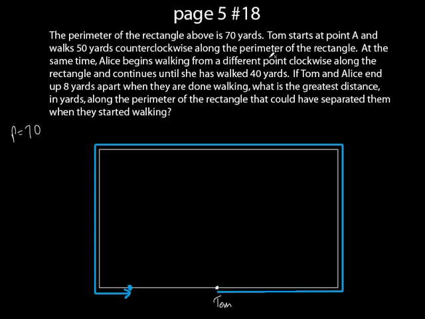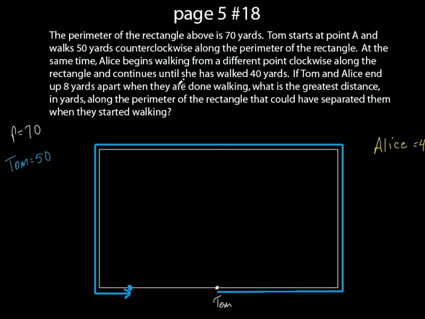Okay, let's see what else. At the same time, Alice begins walking from a different point. It doesn't tell you where that point is, but a different point clockwise along the rectangle and continues until she has walked 40 yards. So let's do this. Let's write Tom. It's 50 yards, and then we'll do this other one, Alice. We'll do her in a different color. Let's do her in yellow. So we'll say Alice. We'll put her over here. Let's make that look a little more like a C. Alright, so Alice is 40 yards.